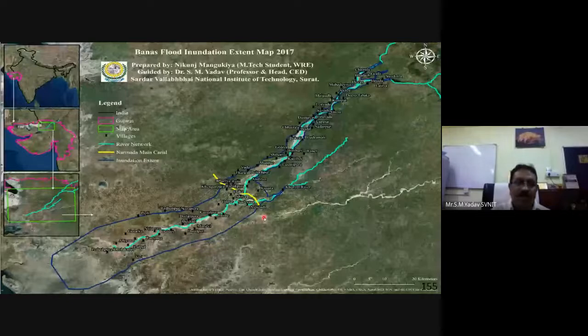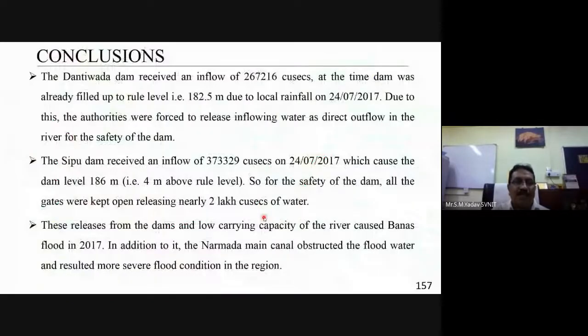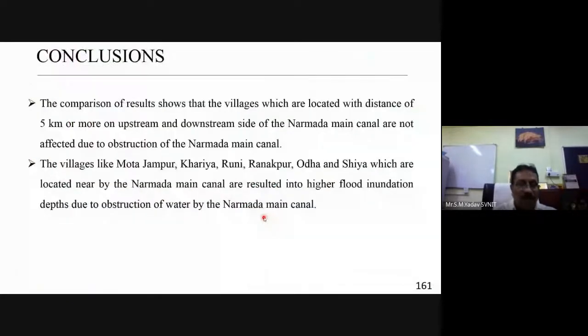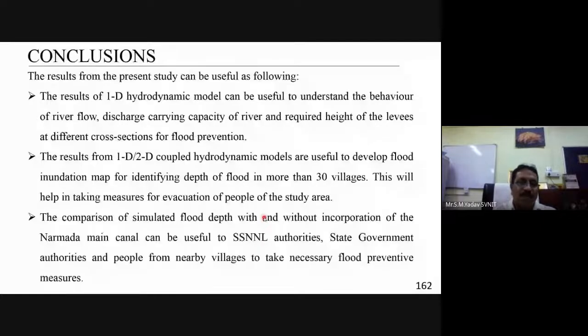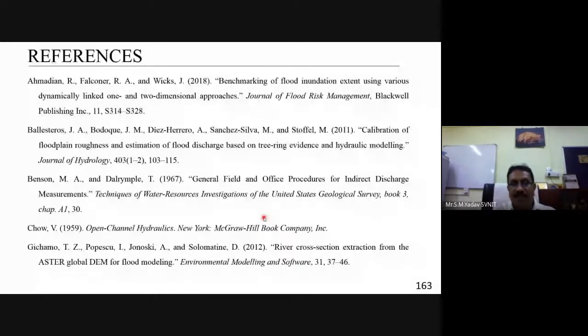So this is all about the extremes of rainfall and floods, a case study of Banas River. Thank you very much.